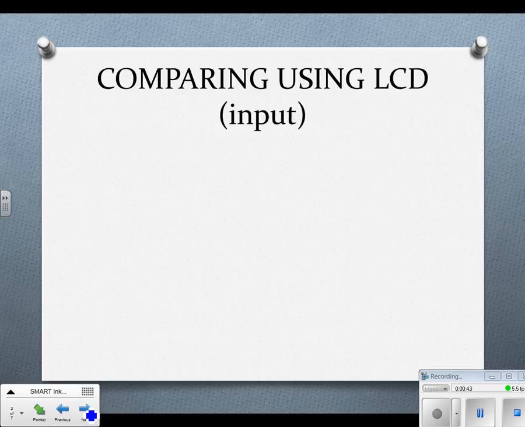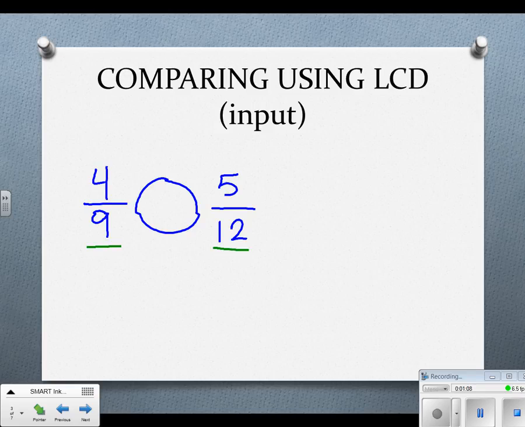I'll show you, we'll take the rational number 4/9 and we will compare it to the rational number 5/12. And so what we're going to do is take the denominators, 9 and 12, and list out the common multiples of 9 and 12. So our multiples of 9, we have 9, 18, 27, 36. We could keep going on. We're going to stop right there.